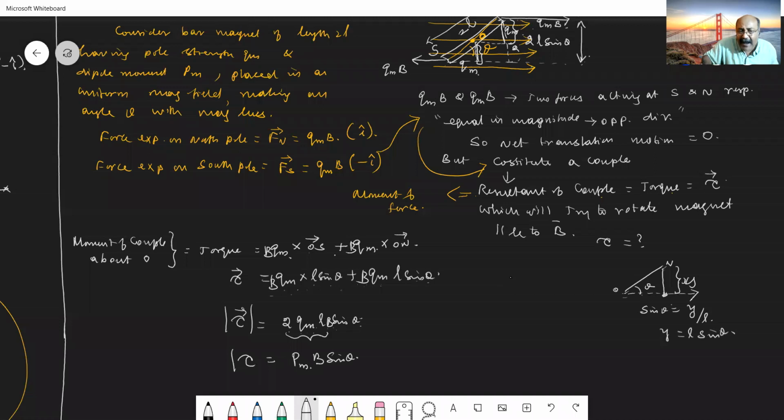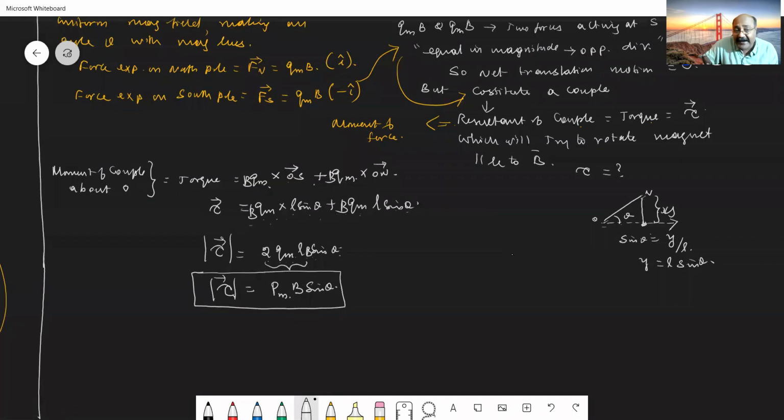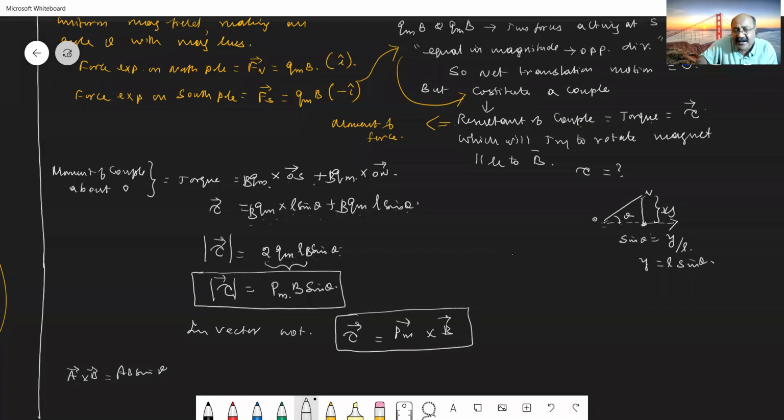So this is considered to be the magnitude of the torque acting on the magnetic dipole placed inside the uniform magnetic field. If you want to write it in vector notation, what is its value? If it is tau vector, then I can write this. We know A vector cross B vector can be written as AB sin theta. Like that, you have PM B sin theta. PM is a vector quantity, B is a vector quantity. So tau vector can be written as PM vector cross B vector. If you take the cross product, you will get the answer as PMB sin theta.